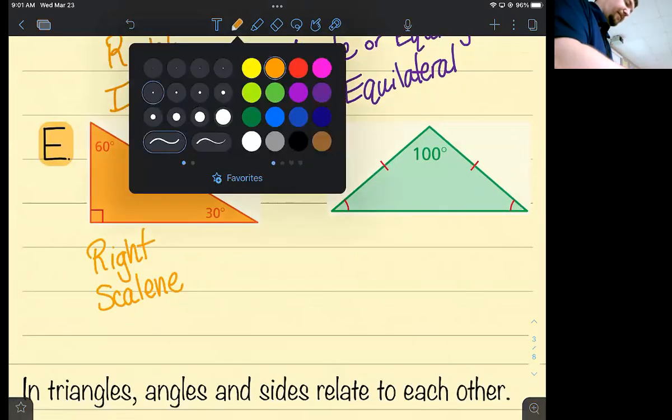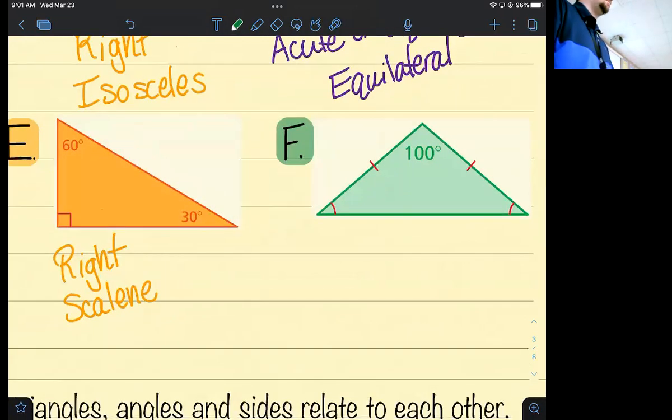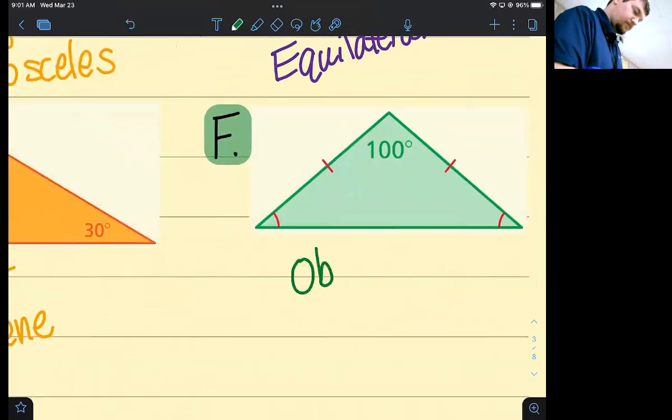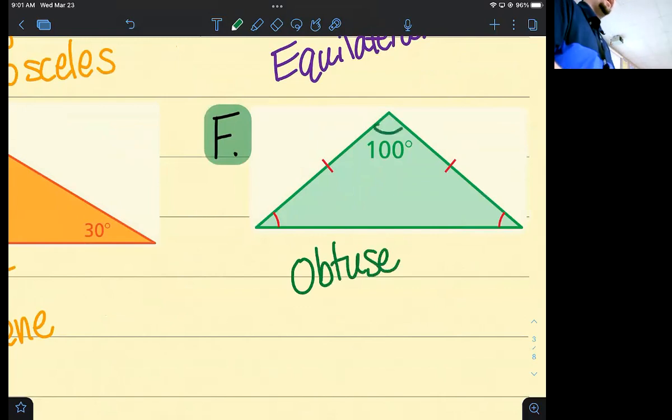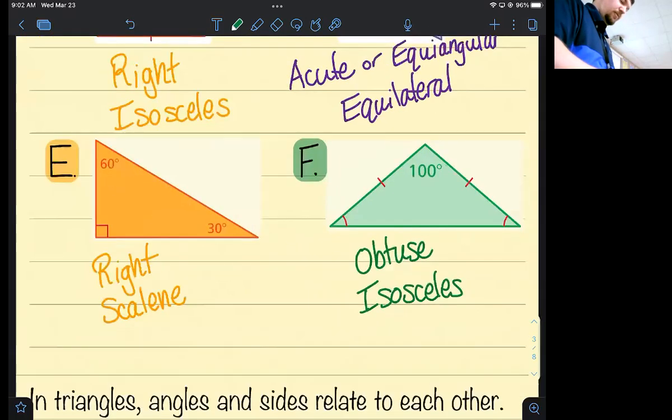And then example F, your last one here. Do you see a right or obtuse angle, Jude? It's obtuse and it's isosceles. Nice job. Yeah, we see that obtuse angle up here, the 100-degree angle, that's bigger than 90. And because 2 sides are the same, this makes this isosceles. And again, you notice the pattern. 2 equal sides, and they're also showing 2 equal angles.